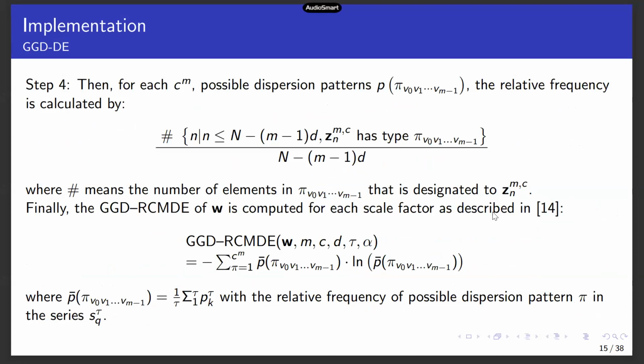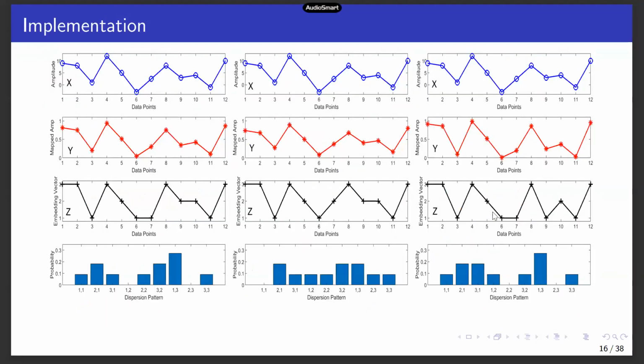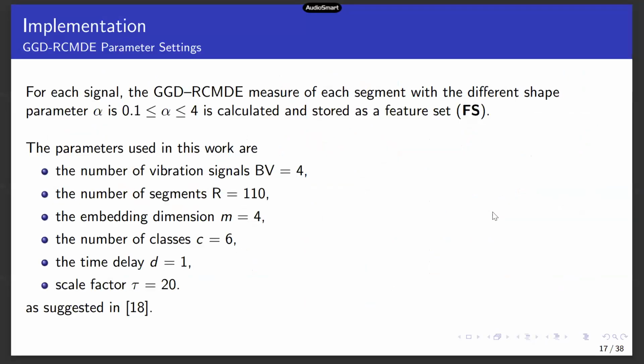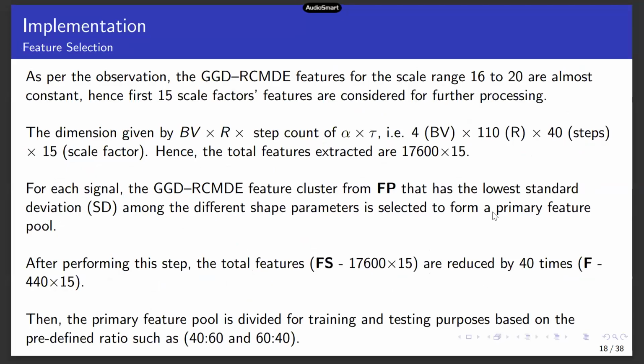In the next step, for each possible dispersion pattern the relative frequency is calculated, and then GGD CMDE is computed for each scale factor, as I mentioned earlier. These are the implementations which show the database with respect to the dispersion pattern. For each signal, the GGD CMDE measure of each segment with a different shape parameter from 0.1 to a maximum of 4 is calculated into a feature set. The parameters used in this work are given in the data.